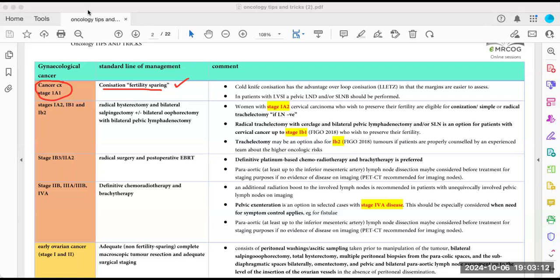From 1B2, what is a very important notice in the treatment, my friends? The notice from 1B2 is that both surgery and radiotherapy have the same efficacy. So it will be according to the MDT and the woman's wishes, right?